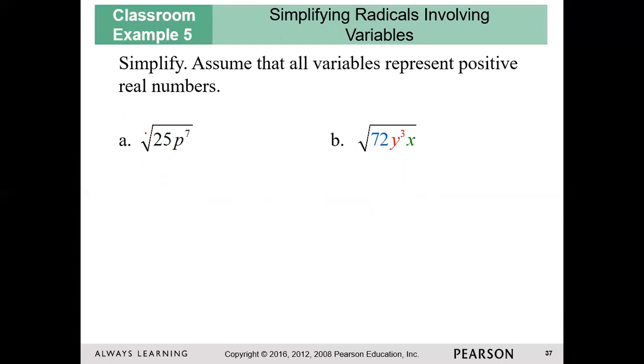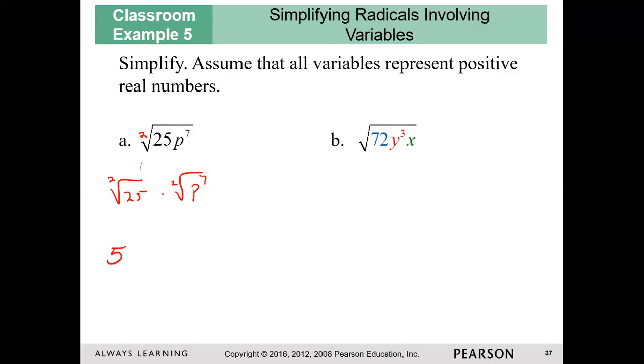So again, this is the square root, right? And this is violating that property that says that the exponent here cannot be bigger than your index. So what I usually have students do is break this up into a couple of different problems. I have them do the square root of 25, and the square root of p to the 7. And the square root of 25 is easy peasy. That's just going to be 5.